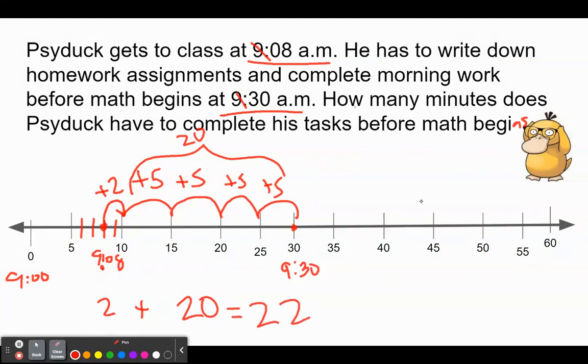So our question asks us, how many minutes does Psyduck have to complete his task? So I'm going to write this in a complete sentence. Psyduck has 22 minutes.